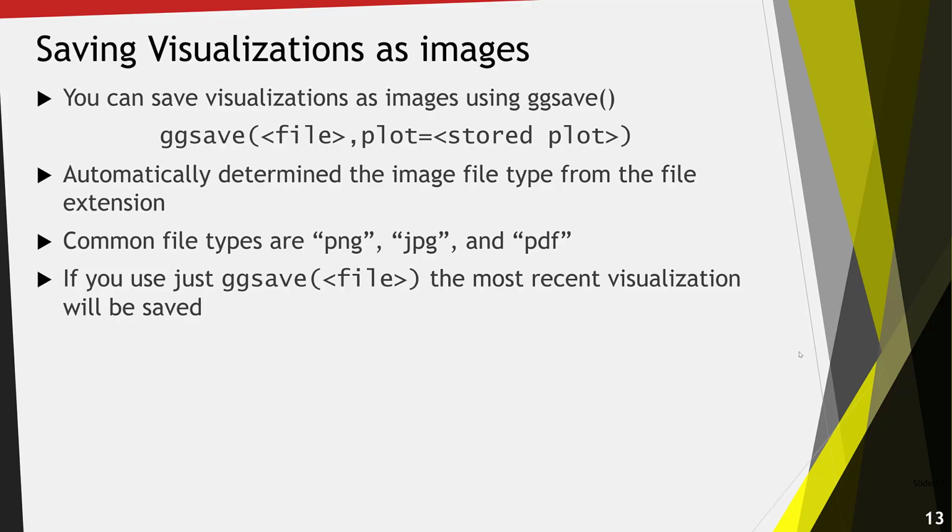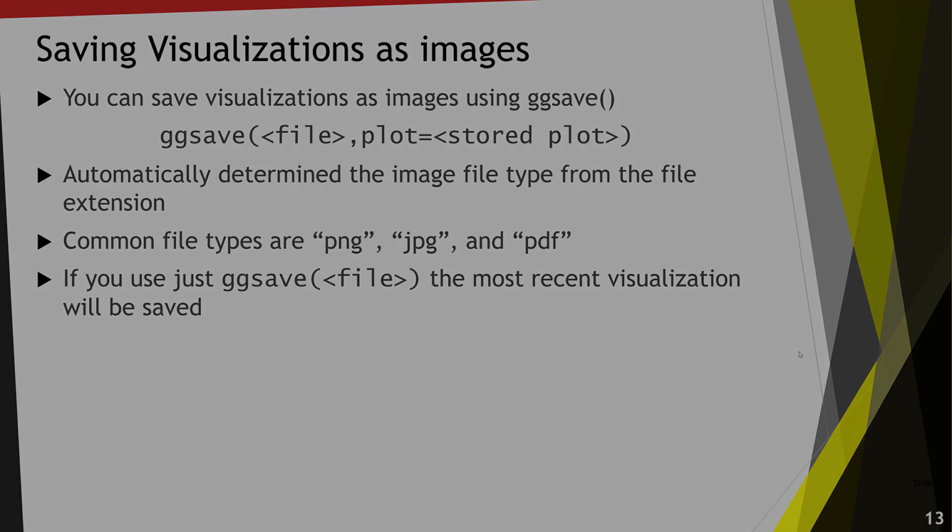ggsave will automatically determine the image file type from the extension that you give the file name. Common extensions are PNG, JPG, and PDF. We'll talk about what each of these might mean. If you just use ggsave with a file name, it's going to save the most recent visualization that you created.